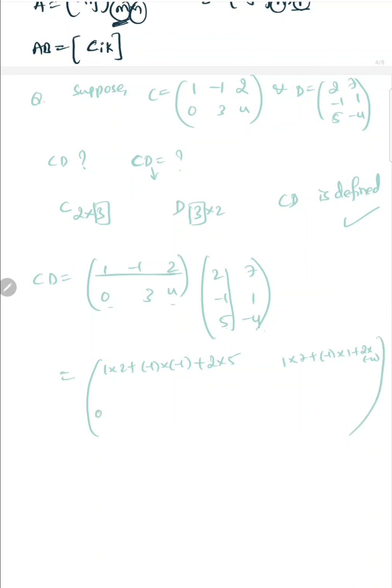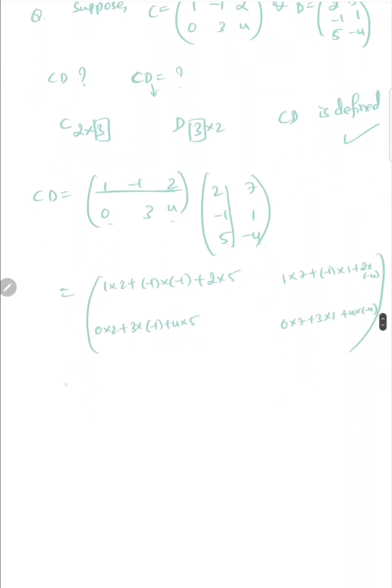And next, 0 into 2 plus 3 into minus 1 plus 4 into 5, and here 0 into 7 plus 3 into 1 plus 4 into minus 4. So this will give the product of C and D. So 1 into 2 is 2, minus 1 into minus 1 is plus 1, 2 into 5 is 10. And here 1 into 7 is 7, minus 1 into 1 is minus 1, plus 2 into minus 4 is minus 8. And here 0 into 2 is 0, 3 into minus 1 is minus 3, 4 into 5 is 20. 0 into 7 is 0, 3 into 1 is 3, 4 into minus 4 is minus 16.